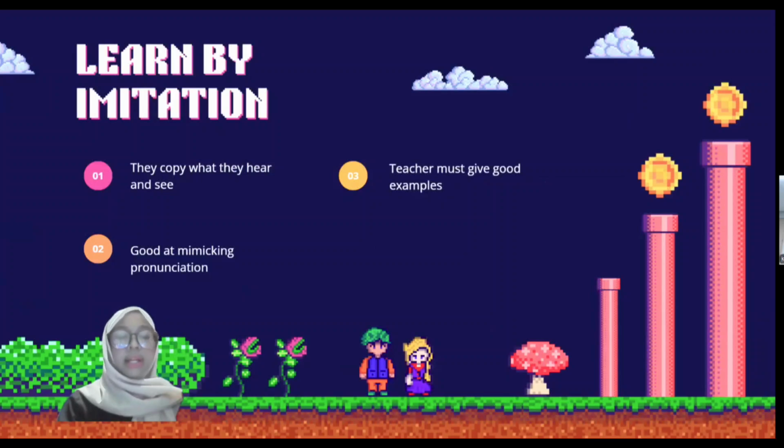The fourth point is learn by imitation. Children learn by copying what they see and hear. They imitate the teacher's pronunciation, behavior, and even expression. So, the teacher should be a good example, in speaking and in behavior.